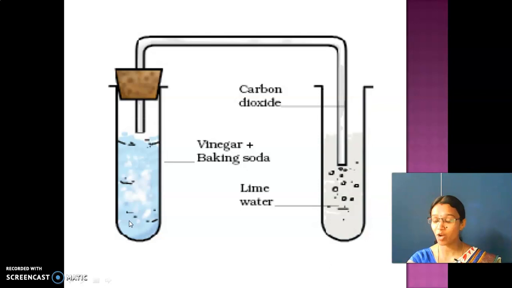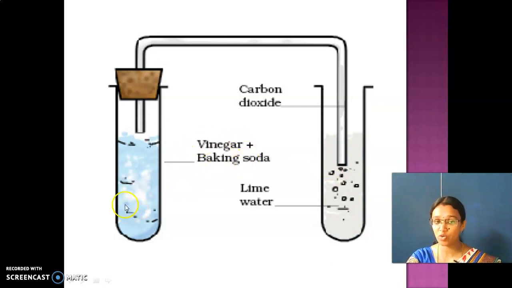We are seeing about what? Setup to pass gas through lime water. Look here, in one test tube we have lime water, and in the other test tube we have vinegar plus baking soda. If you have this at your home, you can try this experiment, okay? If you have vinegar and baking soda, you can try this experiment with the help of this lime water.